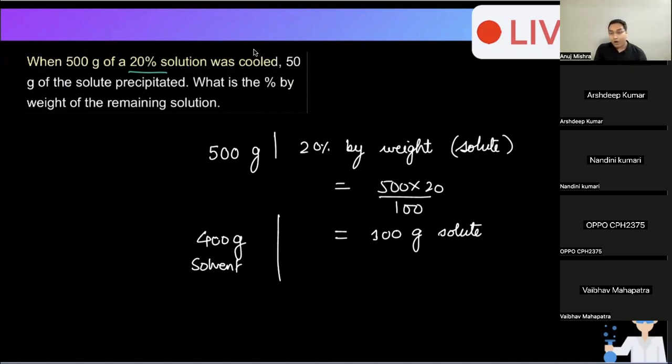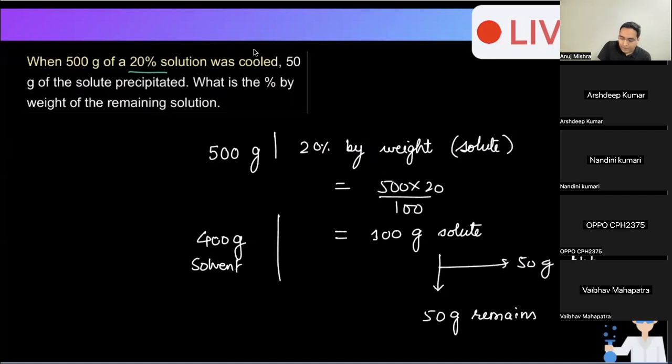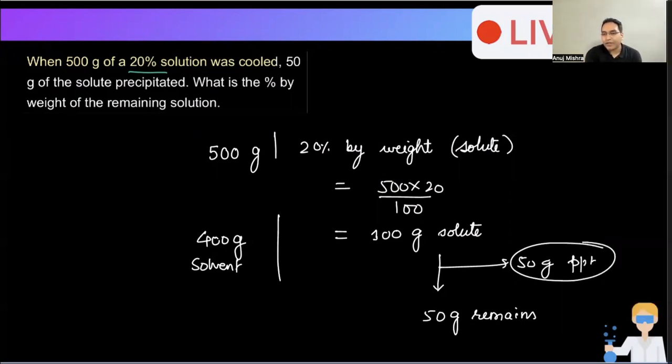Okay. Now the second part of the question. 50 gram of this solute is precipitated. So if 50 gram is precipitated, 50 gram is remaining as solute, because 50 has gone to precipitation. Precipitation means you have removed it from the given system. It is deposited in solid form. It's not part of the system. Removed. Correct.